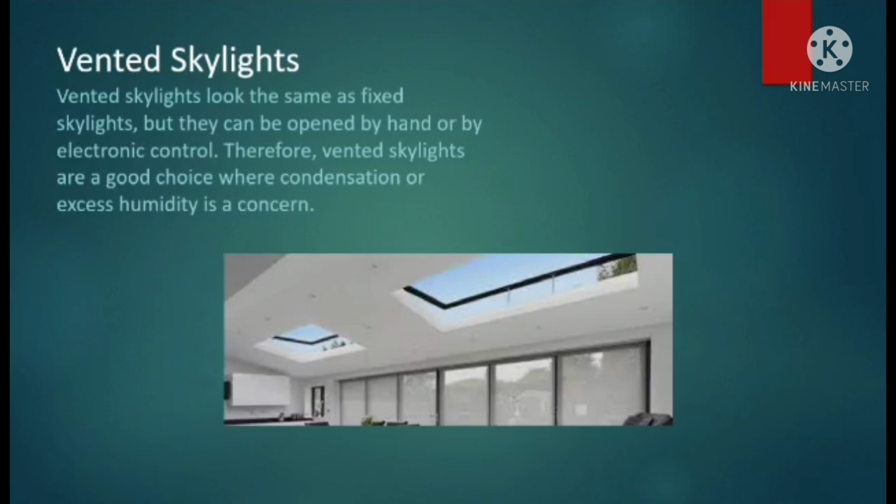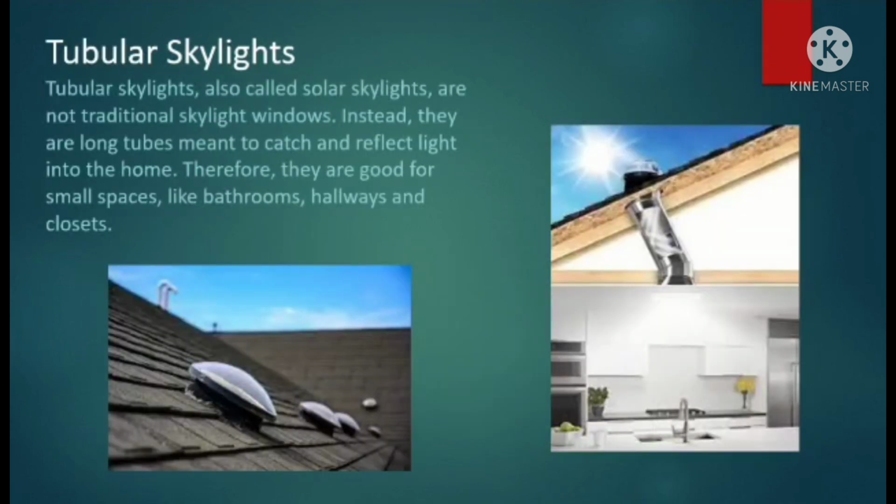Next are the tubular skylights. Tubular skylights, also called solar skylights, are not traditional skylight windows. Instead, they are long tubes meant to catch and reflect light into the house. Therefore, they are good for small spaces like bathrooms, hallways, and closets.